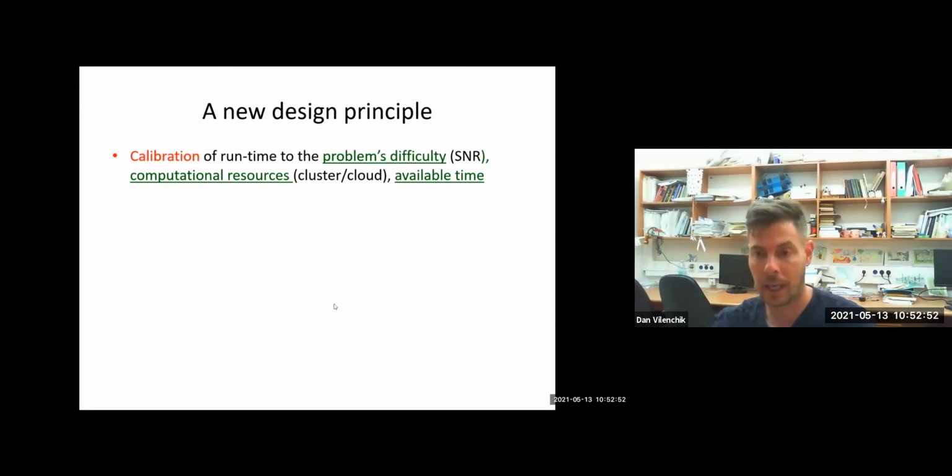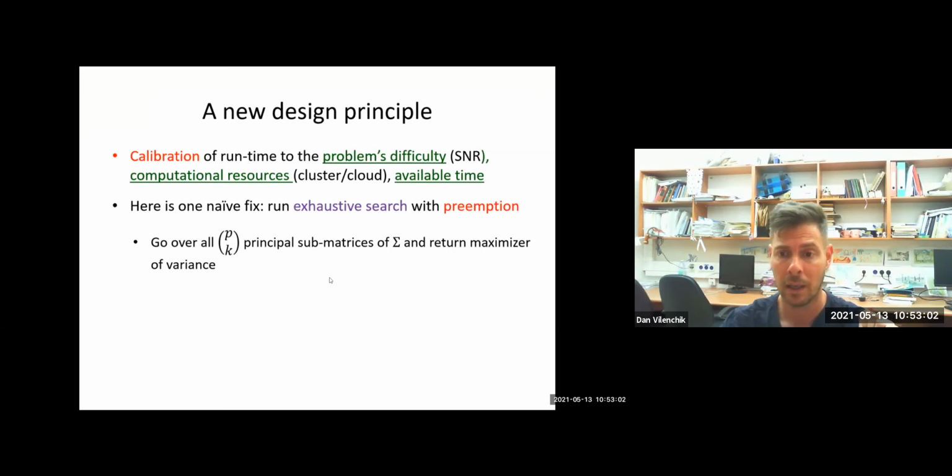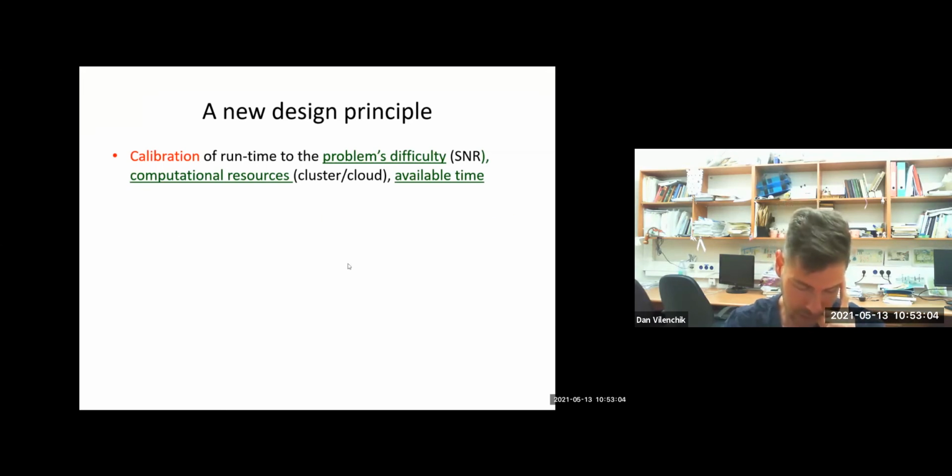Okay, so I'll talk about a new design principle. For those from computer science, they know it as expected polynomial time, or, I forgot, anytime algorithms. So it's called anytime algorithm. The algorithms that work always, but the computational resources that they invest depend on the problem. And so we want a framework that allows us to calibrate the running time with the SNR, with the computational resources, available time. Suppose you have 2 months until submission.